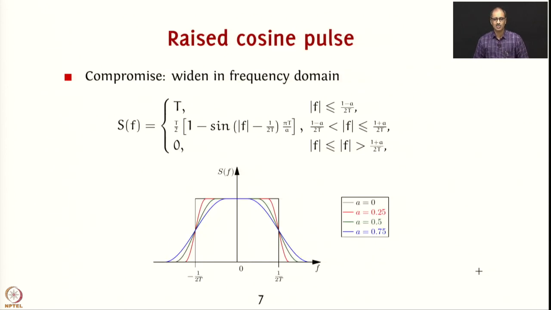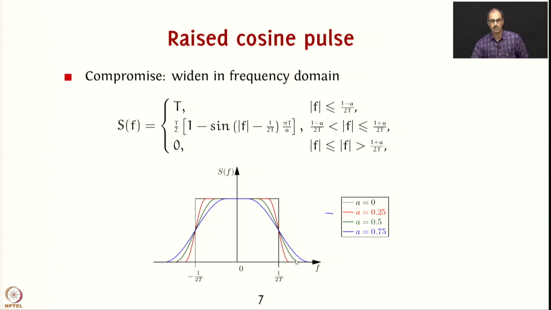This is where the raised cosine pulse comes in. Like in all other aspects of our engineering, this is an engineering trade-off. Here, the spectrum is actually expanded in a controlled fashion. That is, your spectrum, unlike this rectangle, is going to start coming down much sooner. Let's say we take the red curve, which is A equal to 0.25. It starts coming down sooner and then goes beyond 1 upon 2T and only then dies.